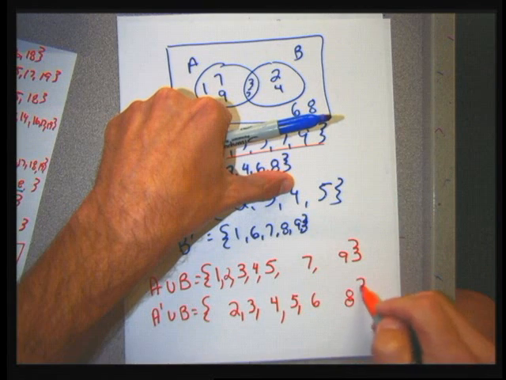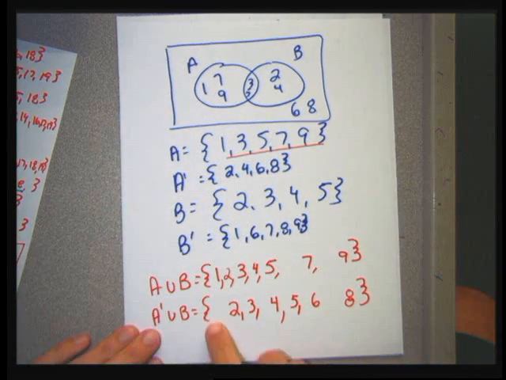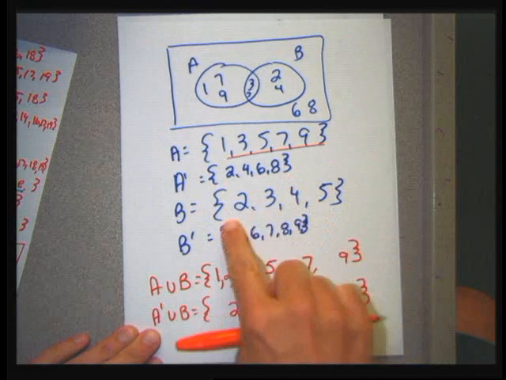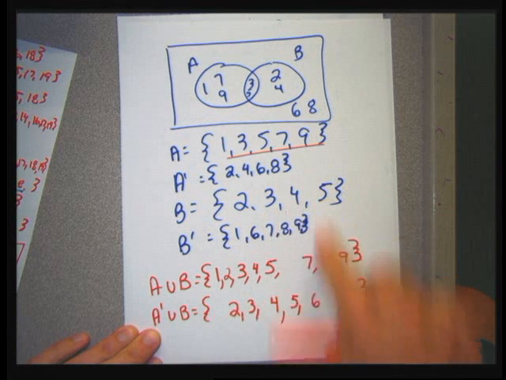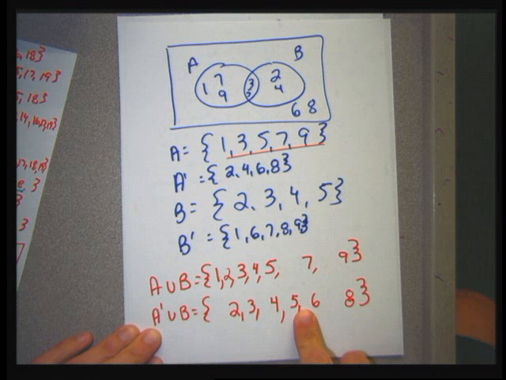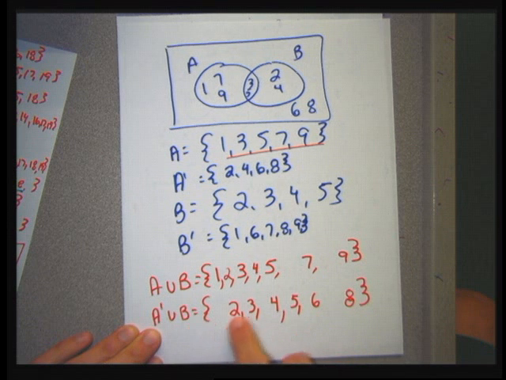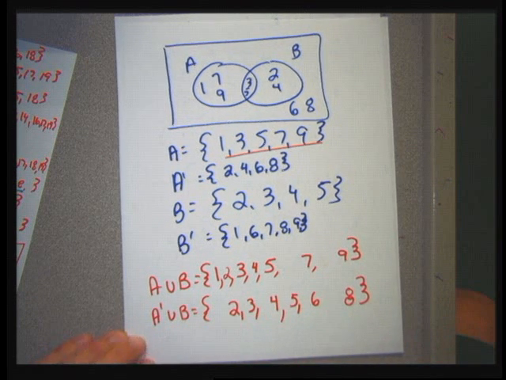A prime union B is all of A prime, 2, 4, 6, and 8, adding the 3 and the 5 that B has that I haven't already included. A prime union B is 2, 3, 4, 5, 6, and 8.